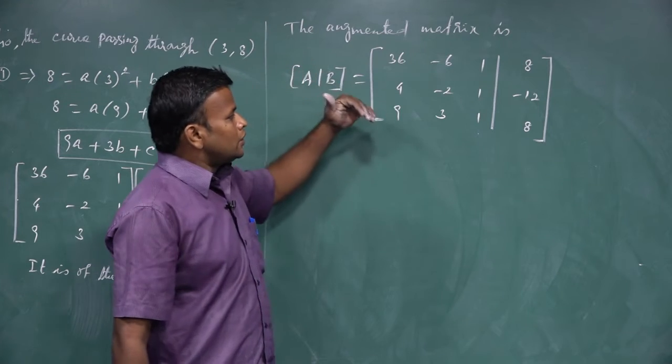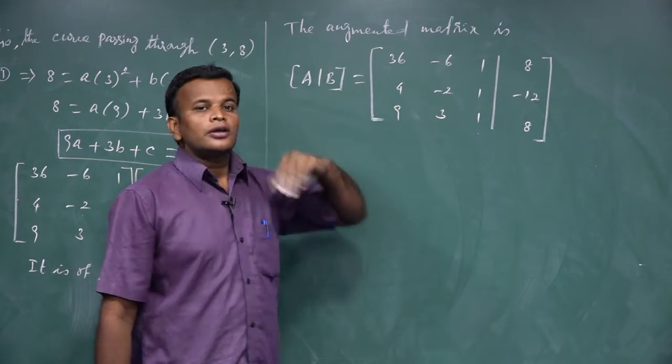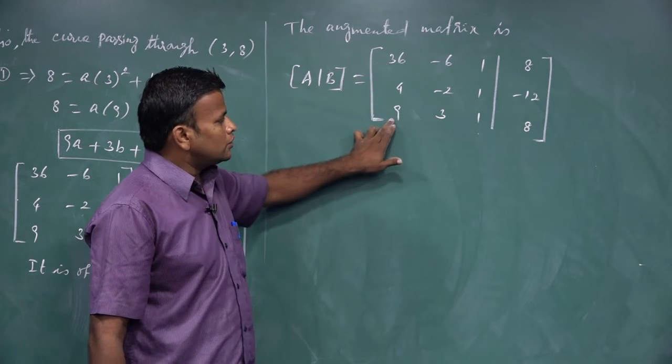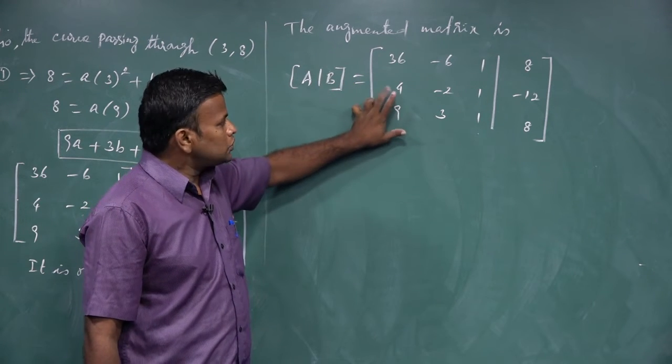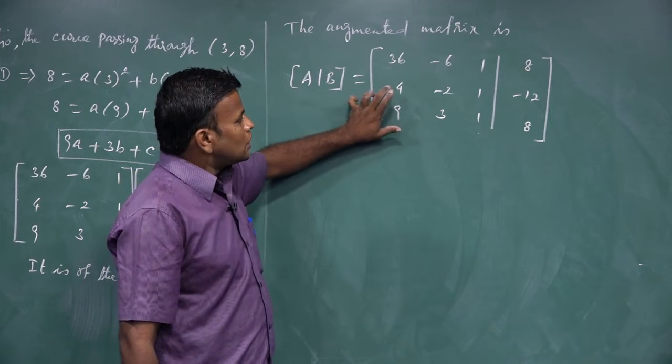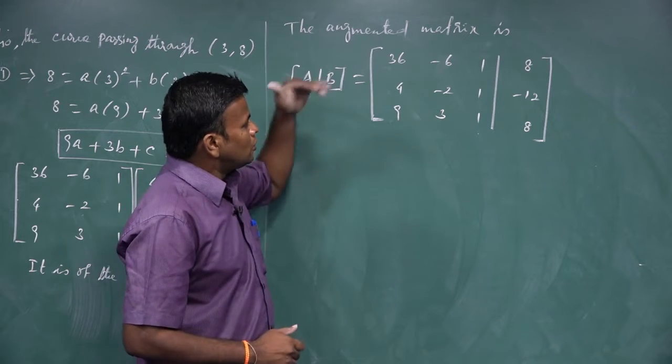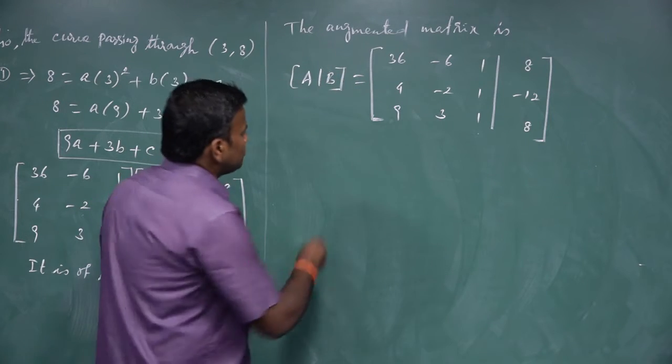So it is better to bring the easiest or smallest number into the first row. 36, 4 and 9. Which is the smallest number? 4 is the smallest number. So the first step, this number 4 goes into the first row. So now I interchange the first row and the second row.